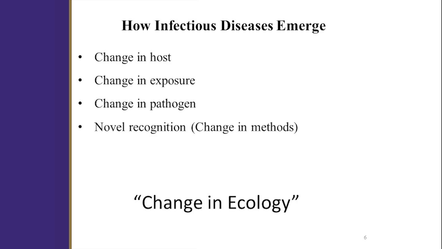So how these emerge is basically some type of change in ecology, okay? That's what causes an emergence event. It could be a change in the host. A virus decides to jump from a bat to a human. It could be a change in exposure. People start cutting down trees and start coming into contact with animals. It could be a change in the pathogen itself, a slight shift or mutation in the case of, say, influenza. Or it could be the fact that we're just better at picking things up now, okay?